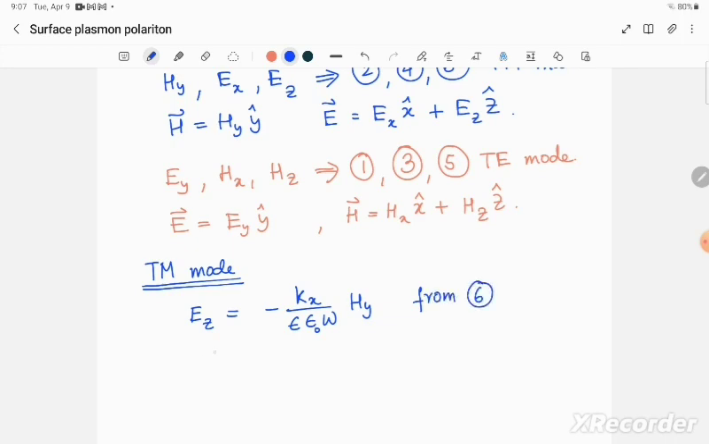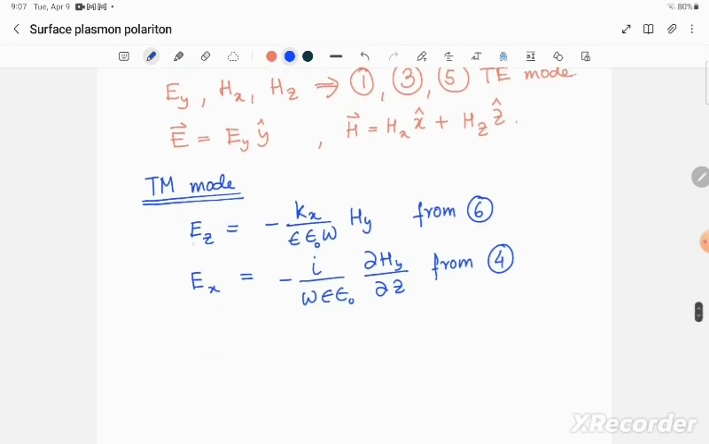We also have Ex. These are the expressions for Ex. Ex is minus i by omega epsilon naught del Hy by del z. Okay, and H has only the y component, right? It doesn't have anything else, and this we get from the fourth relation. Okay, so these are the electric fields in terms of Hy.